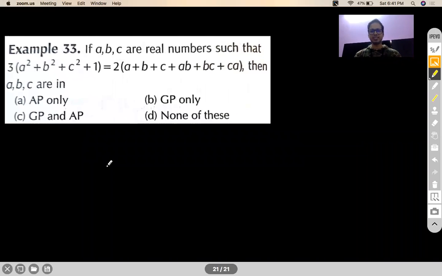If A, B, C are real numbers such that, as you can see the big expression on your screen, then A, B, C are in which of the following? Let's have around 2.5 minutes for this as well. Time starts now.